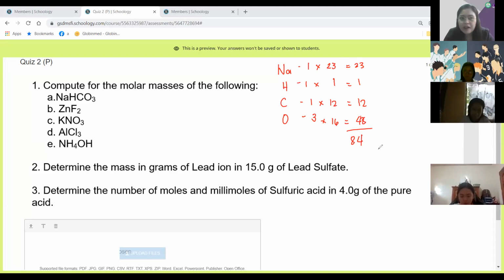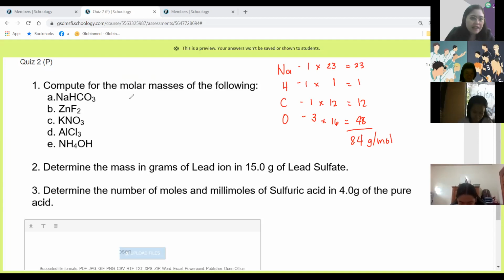That is very important. What is the unit for our molar mass? Gram per mole. Okay, very good. This is gram per mole. So again, for sodium bicarb, the molar mass is 84 grams per mole. So I hope you got the correct answer for the first compound.